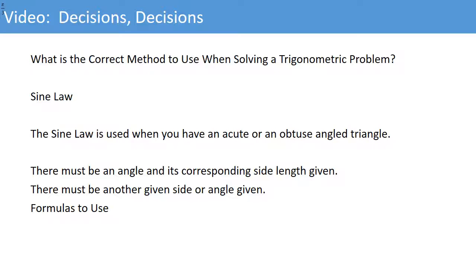The formulas to use, you have 2 choices. Sine A over A equals sine B over B equals sine C over C. This would be used if you're trying to find the value of an angle. And the second one, A over sine A equals B over sine B equals C over sine C, is used if you're trying to find a side.